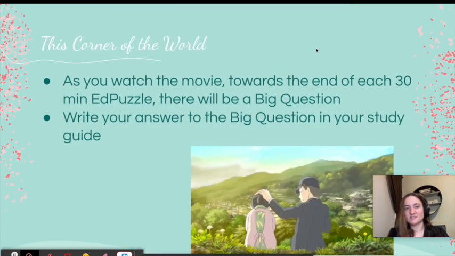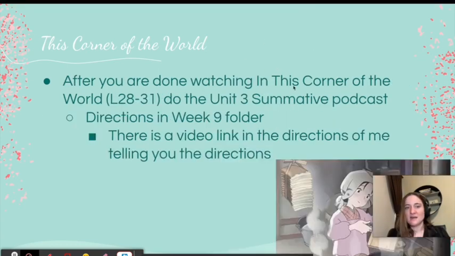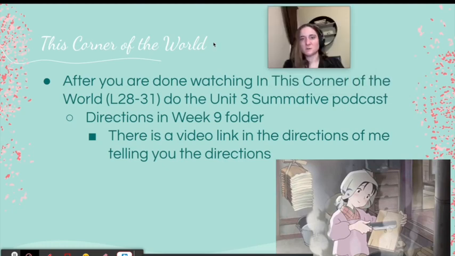As you watch the movie, towards the end of each of the 30-minute puzzles, there's going to be a big question, so make sure you answer the big question on your study guide. After you're done watching In This Corner of the World, which is lessons 28 until 31, which times up perfectly because we end In This Corner of the World and then winter break starts, perfect. So after you're done watching, you have winter break, but I will also open up the week 9 folder. That is where your unit 3 summative is. So over winter break, if you're kind of bored, maybe you want to do the unit 3 summative, do that. I will have that open for you to do.